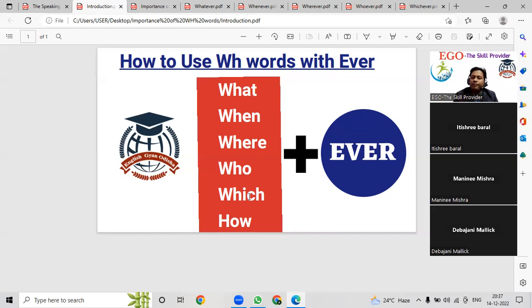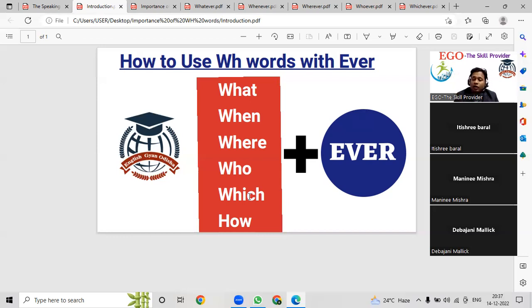So today our topic is what is the meaning of what and whatever. How can you differentiate the two? And what is the situation where you can use it? In which situation we will use whatever, whenever, we are going to discuss.